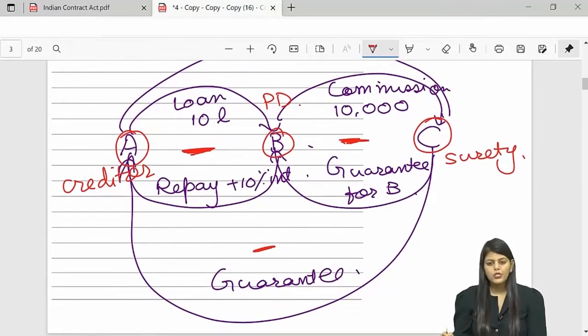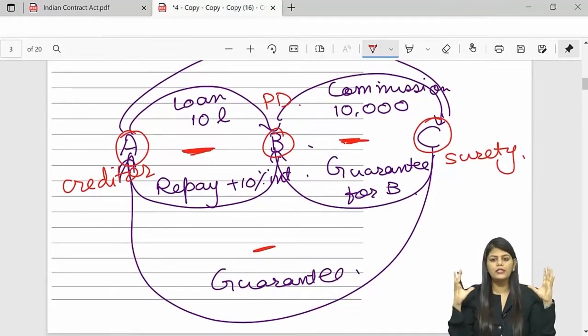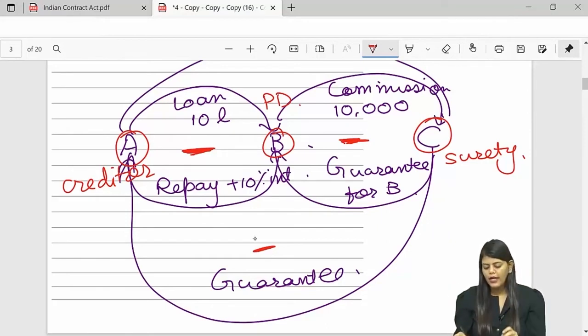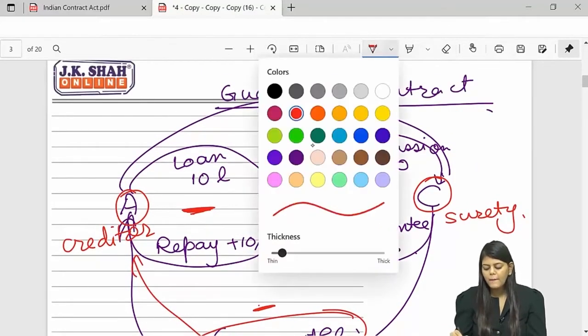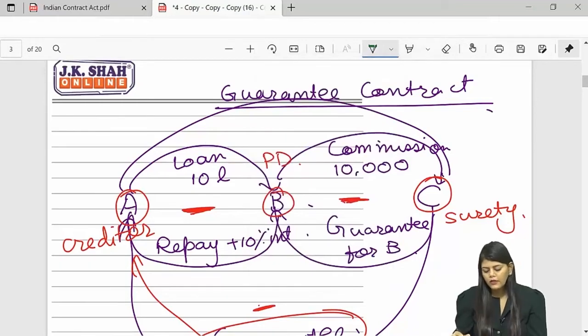So if you have understood this, please focus on the contract between A and C and please tell me, what is C giving A? Guarantee. So this is consideration for A. Tell me what is A giving C? Nothing? So should I say no consideration, no contract? No ma'am, exception? No. Guarantee was not an exception to no consideration, no contract.